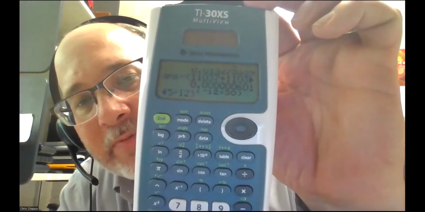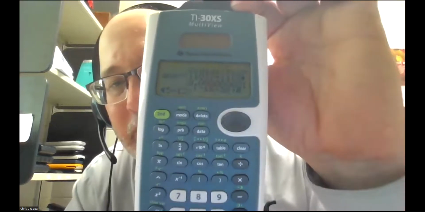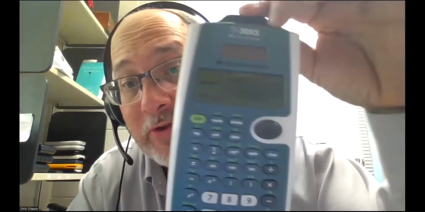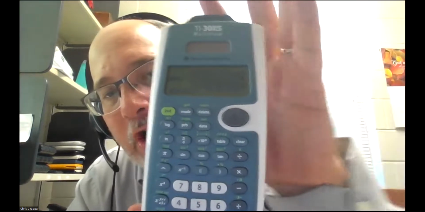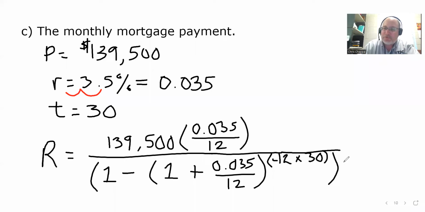Now, here's another thing to be careful of, and I may have mentioned this in a previous video. It's been so long since I recorded them. I am still in the exponent, but if you go back to the whiteboard and look at the formula that I'm setting up, this last parentheses is not in the exponent. So I need to get out of the exponent before I type that last parentheses.